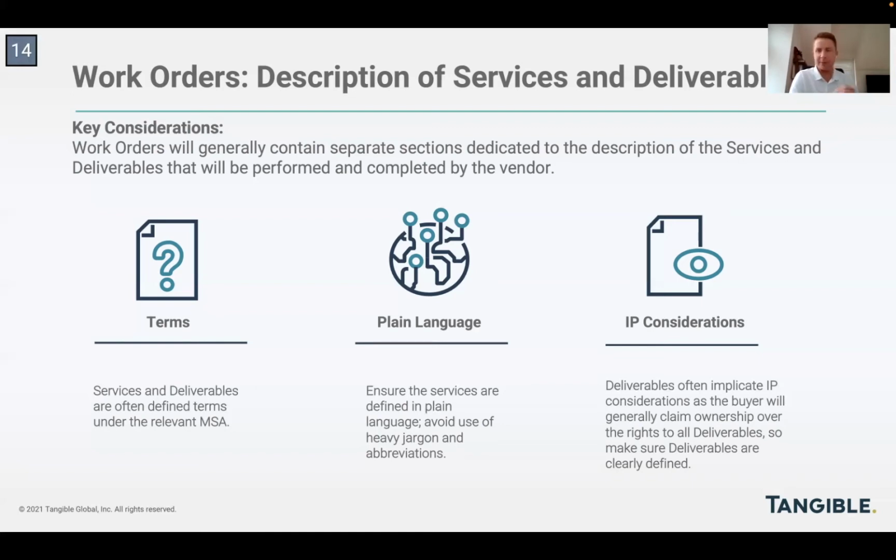Those are going to be finished pieces of work product, whether it's a presentation or a report or a piece of code. If the buyer expects to own it exclusively at the end of the work order, you'll need to define those as a deliverable and make sure that that's clearly established under the work order.